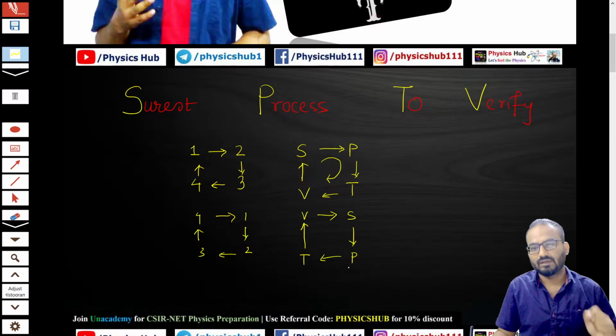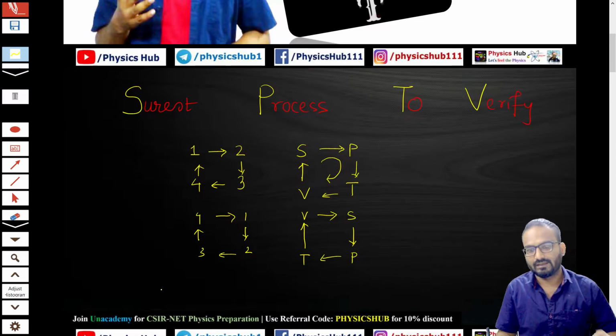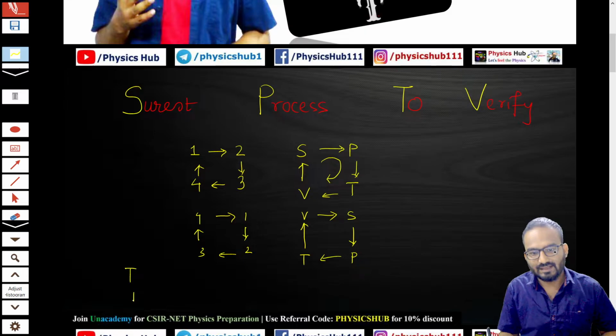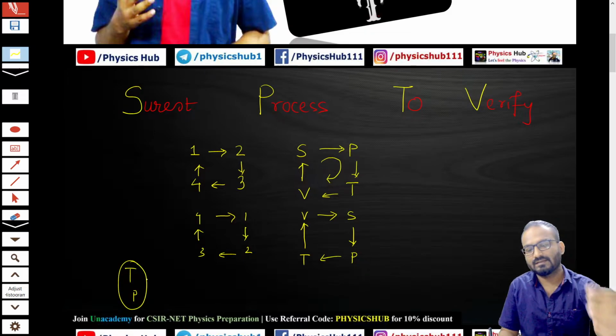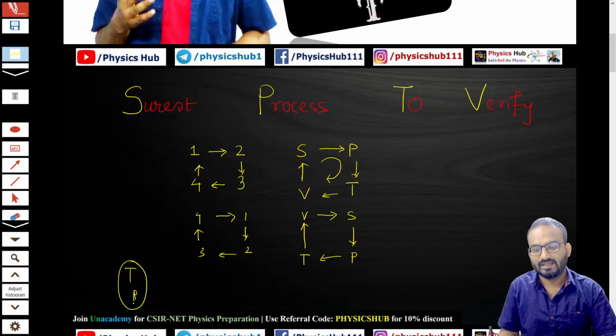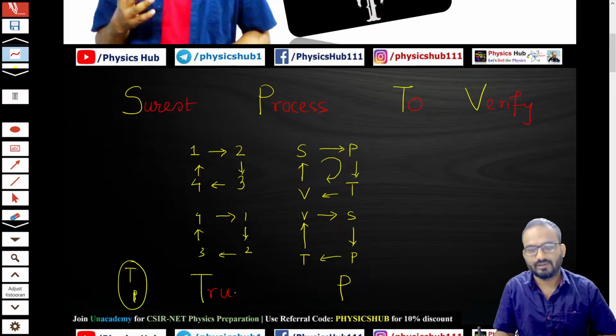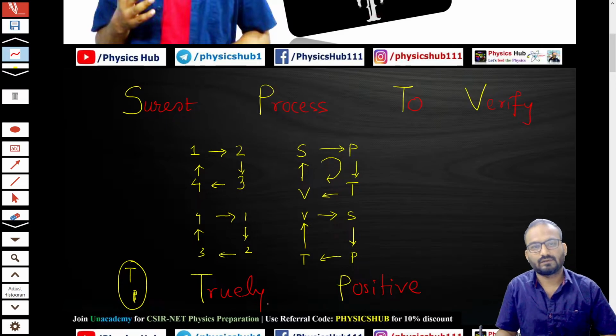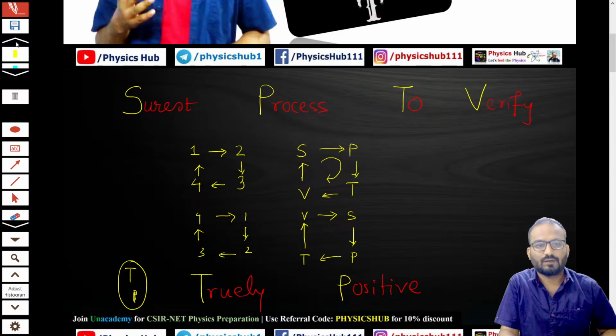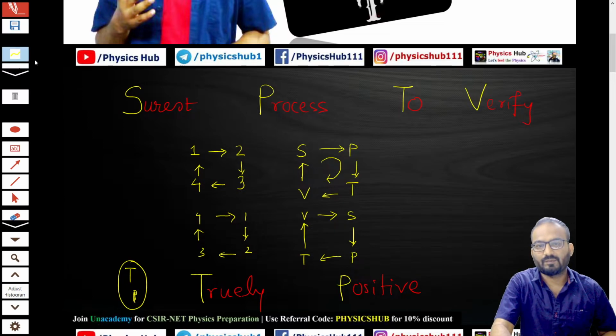Now you have to keep in mind one thing: you have seen that some of the relations involve a negative sign. Now how to get that? Whenever you see T and P, if there exists any derivative which contains T and P, like del T by del P, then T and P corresponds to truly positive. So if in any of the derivatives you see T and P appearing, then that relation will be truly positive. Now let's see how we get these four thermodynamic relations.